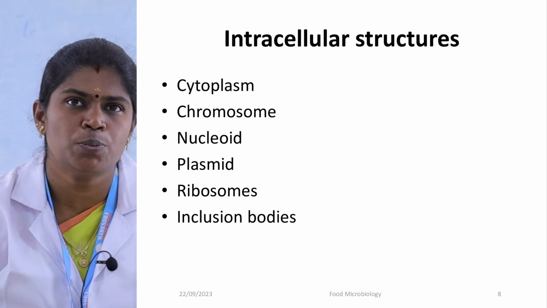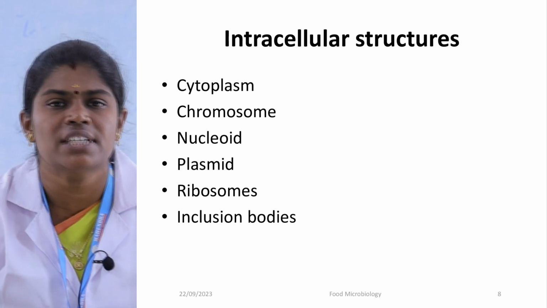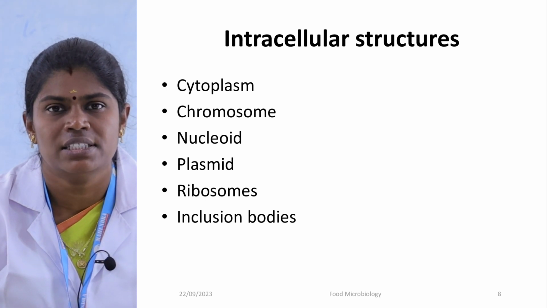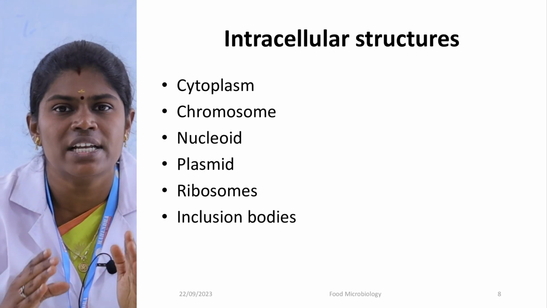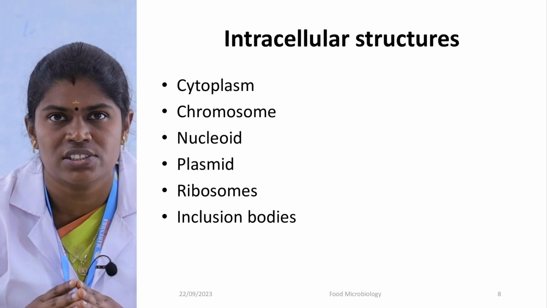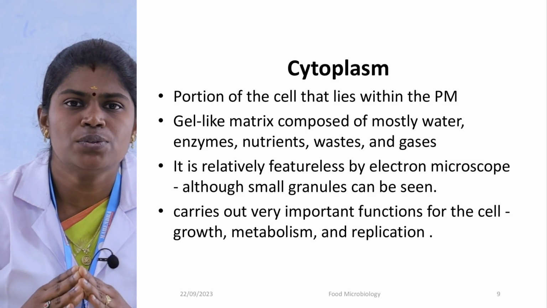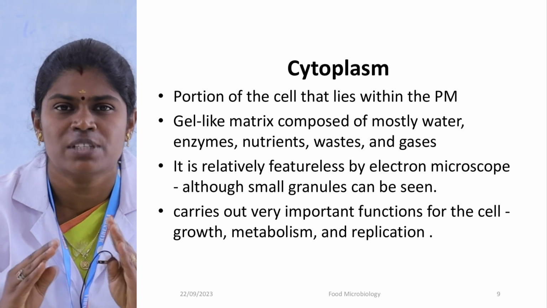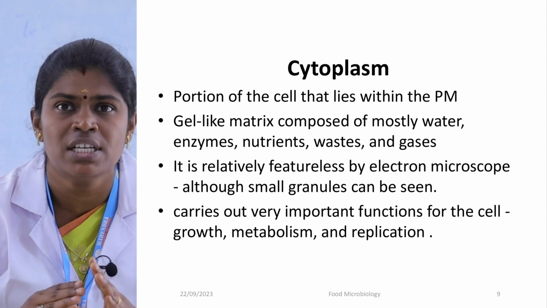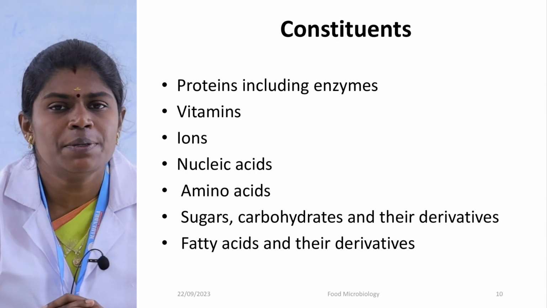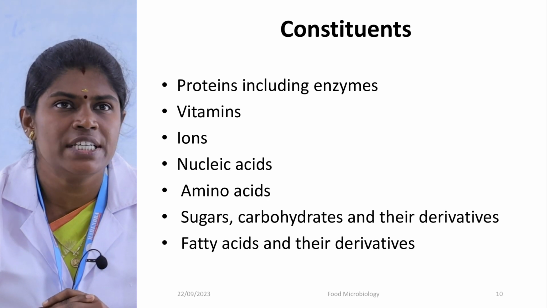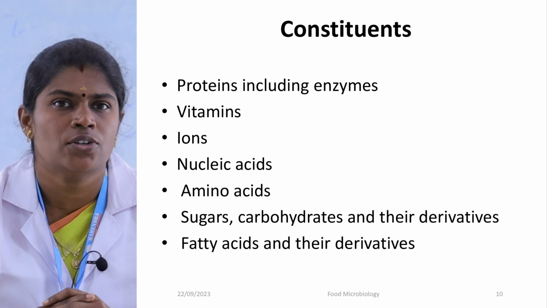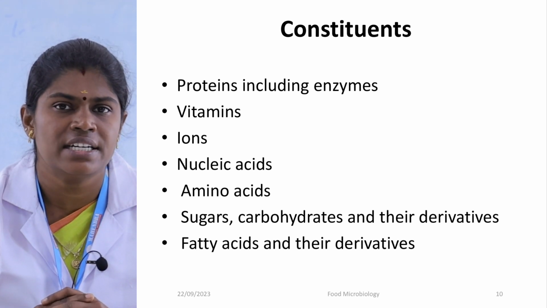First one is cytoplasm. Cytoplasm is present inside the plasma membrane. It looks like a gel matrix, a gel-like structure, not a solid structure. We can view this in an electron microscope as a featureless, somewhat water-like structure. Constituents present in the cytoplasm are proteins, vitamins, ions, nucleic acids, amino acids, sugars, carbohydrates, fatty acids and their derivatives.